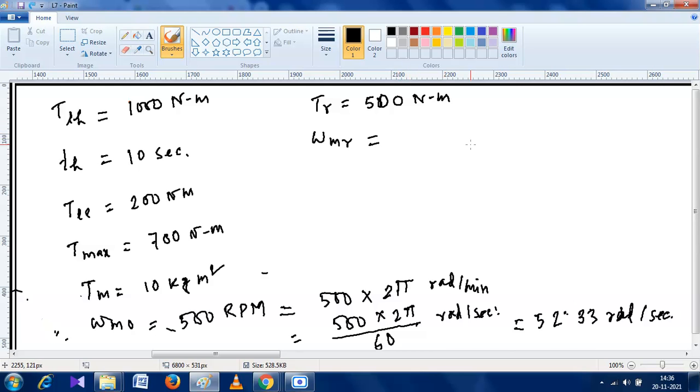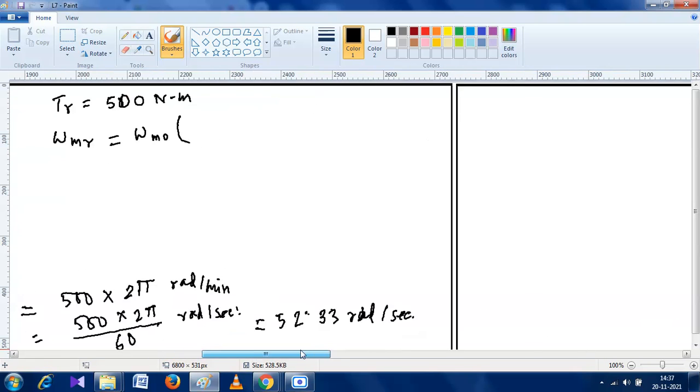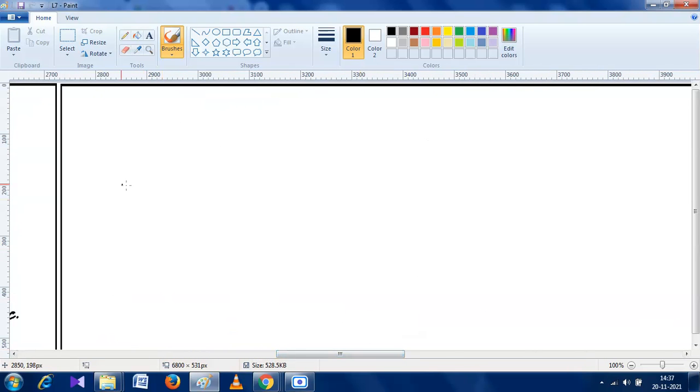Here we should write omega because we are calculating in terms of omega. Actually, what is the formula of slip? S is equal to Ns minus Nr by Ns. Is it Nr or Ns?